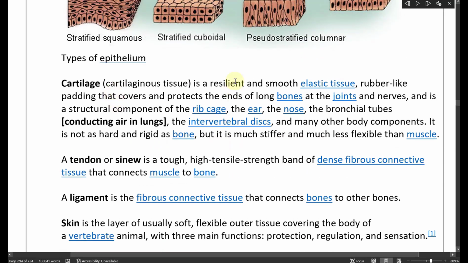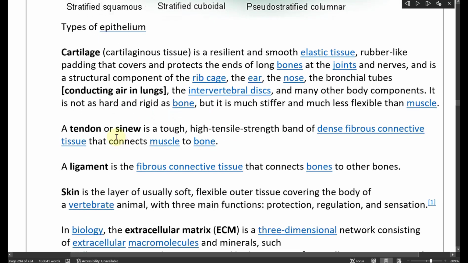So cartilage, or cartilaginous tissue, is a resilient, smooth, elastic, rubber-like padding that covers and protects the ends of long bones at the joints, and it is a structural component of the rib cage, the ear, the nose, the bronchial tubes, which conduct air in the lungs, the intervertebral discs, and many other components. It is not as hard and rigid as bone, but is much stiffer and much less flexible than muscle. So it's in between bone and muscle in terms of its properties.